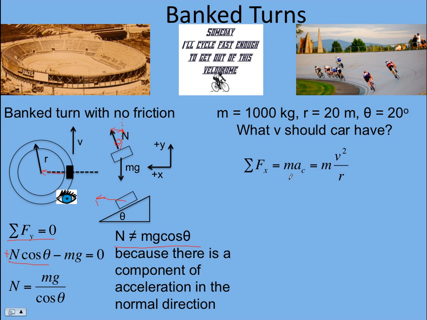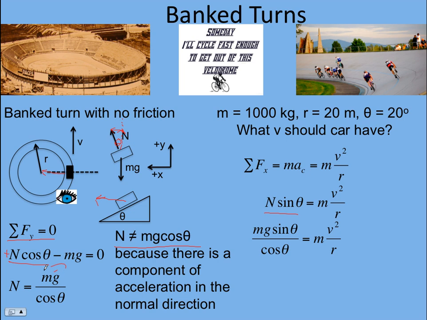And in the x direction, we do have acceleration, but it's a centripetal acceleration, so it equals v squared over r for uniform circular motion. And the sum of the forces in the x would be the other component of the normal force. So the component of the normal force in the horizontal direction is what's causing the car to turn. So N sine theta, that's why we bank turns. So the normal force helps the car make the turn. And so N sine theta is mv squared over r.